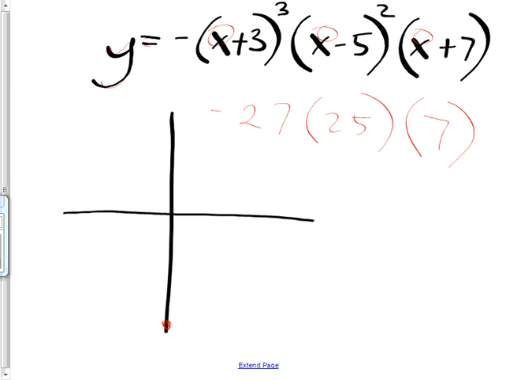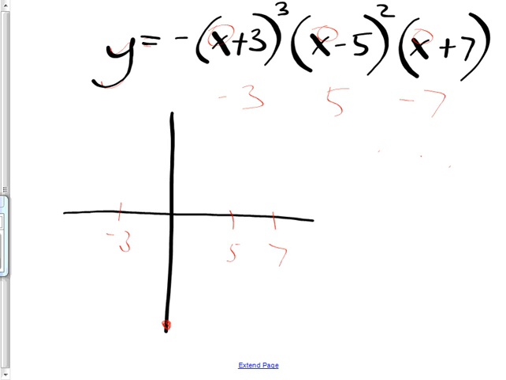All right, next step, figure out the x-intercepts. Those are easy. Negative 7, 5, and negative 3. Here's negative 3, here's 5, here's 7. Oh, wait, that's negative. I got to make negative 7.